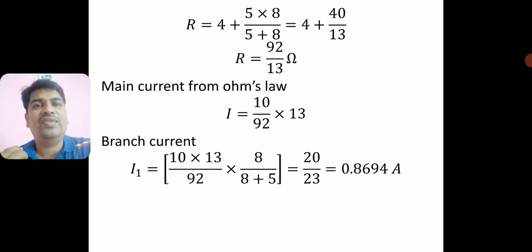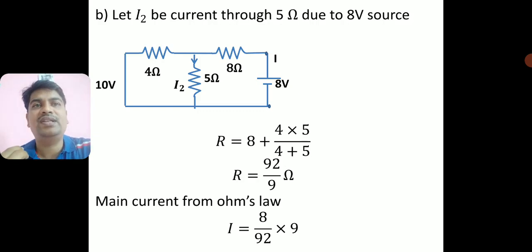Let us go for the second step and find the current which is flowing through the same 5 ohm resistor with the other battery, 8 volts. Now the 10 volts battery is removed. Look, the 10 volt is mentioned, but there is no battery over there. It is short circuited. Now let me find I2, the current flowing through the 5 ohm resistor.